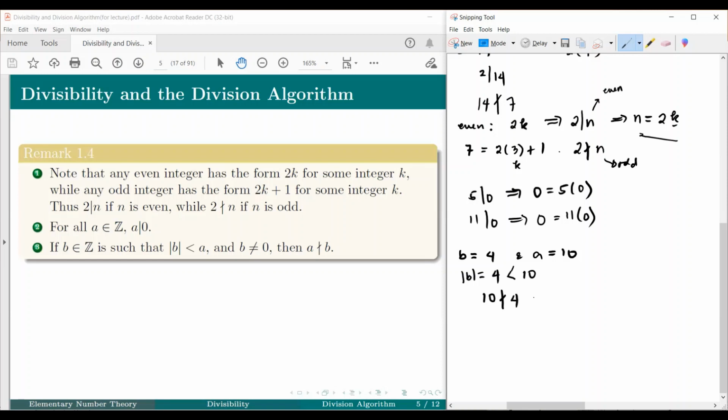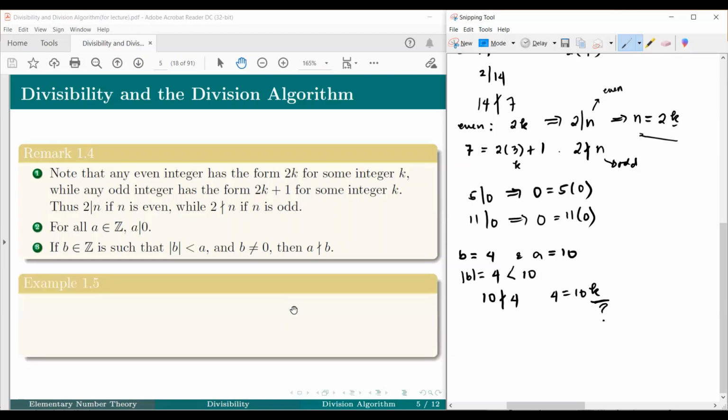Then we can say that 10 does not divide 4. Is it clear? 10 does not divide 4 because we cannot find any integer such that 4 is equal to 10 times k. So we cannot find an integer here, so 10 does not divide 4.